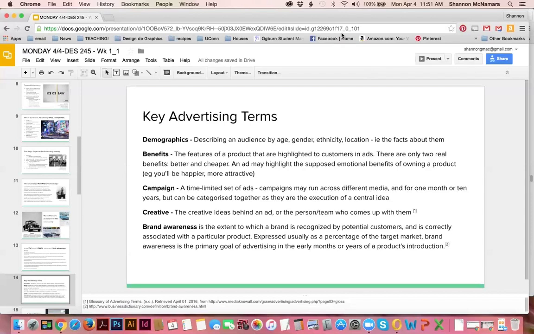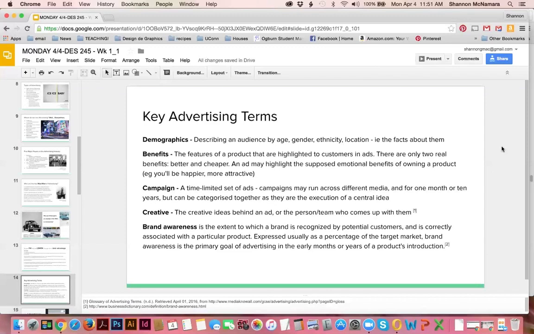It's one of those things where sometimes things that have worked in the past, if it's not broke, don't fix it or try it again. So yes, back to our advertising terms. So demographic, you probably heard this term before. That's describing an audience by age, gender, ethnicity, location. So the facts about them.